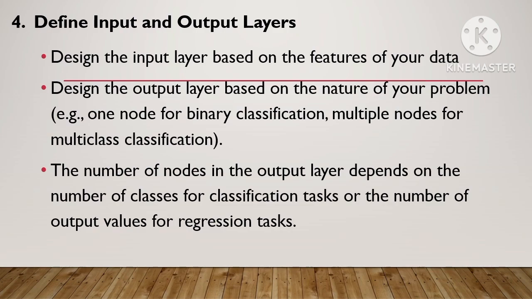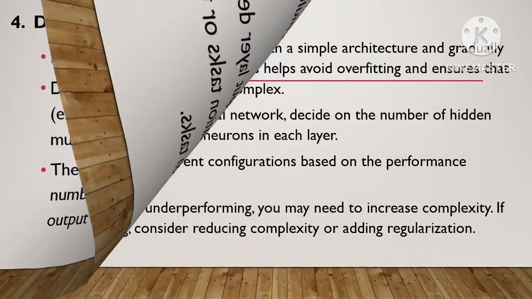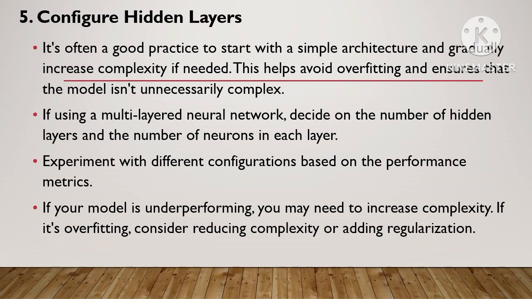Yeah, so that is about defining the input and the output layers. So we go to step number 5, which is configuring the hidden layers. Remember, we have the network with an input layer, hidden layers, and the output layer. Hidden layers can be many. So we need also to configure the hidden layer.